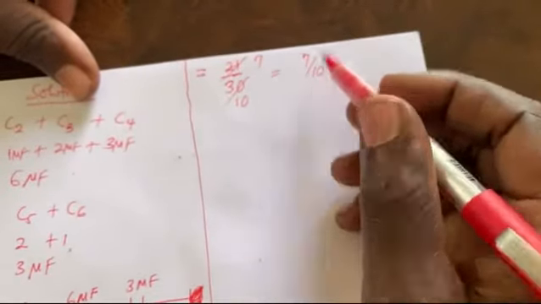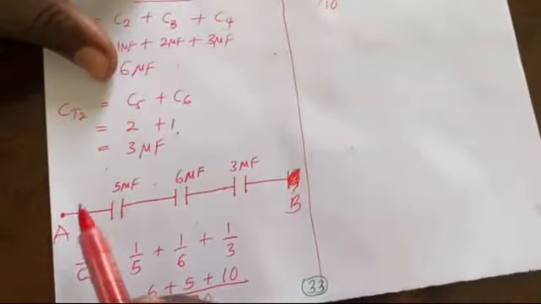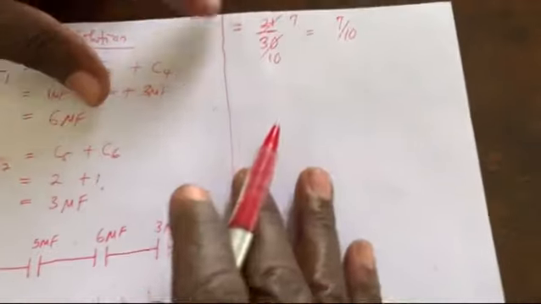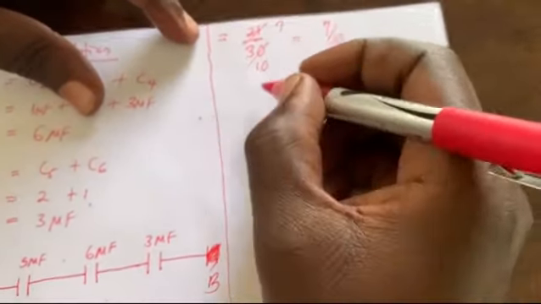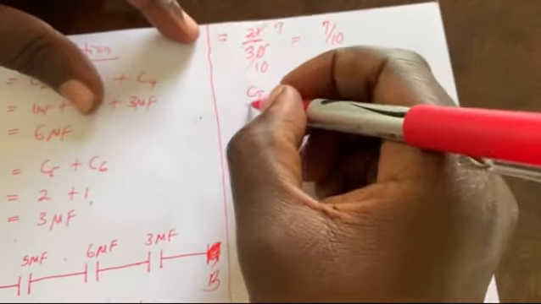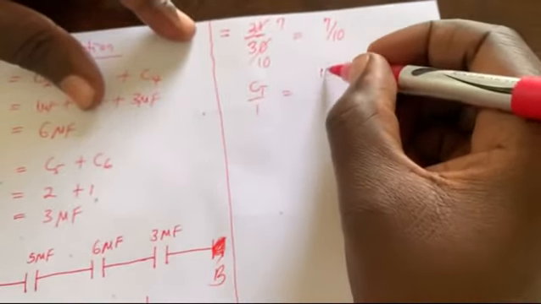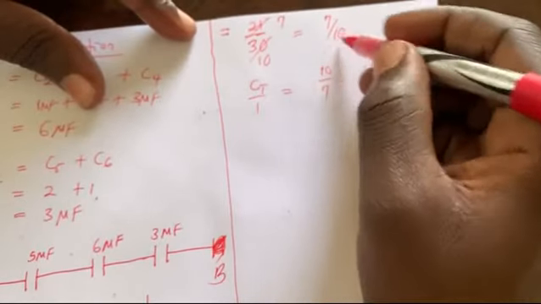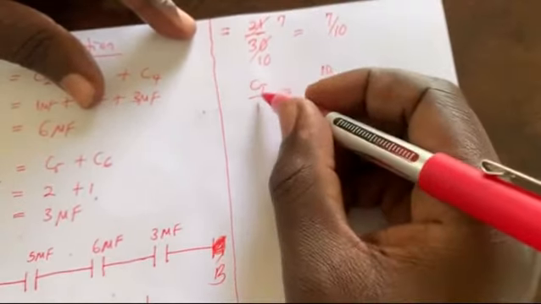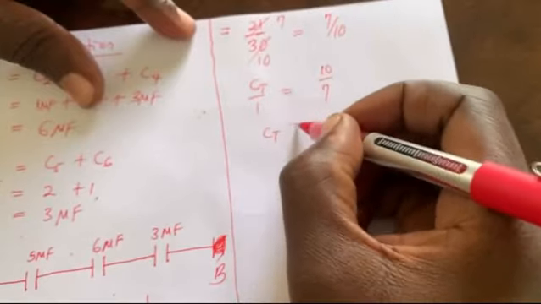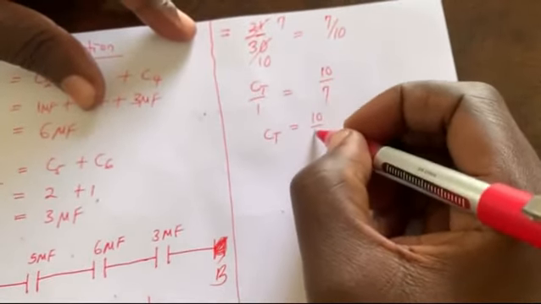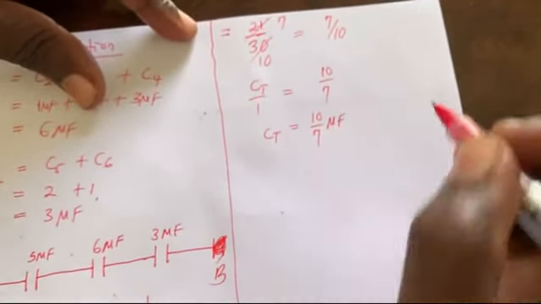But this is not your result, because remember here is 1 upon C sub t. So you take the reciprocal of both sides. This becomes C sub t divided by 1 on the left hand side. On the right hand side you have 10 divided by 7. You turn this upside down. C sub t divided by 1 is C sub t, and this remains 10 upon 7 in microfarad.